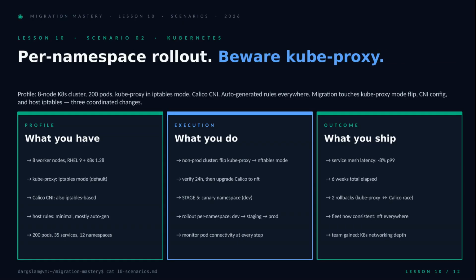Kubernetes is where things get interesting. Same playbook, but now you're juggling 3 moving parts that all touch packet filtering: kube-proxy, Calico, and the host rules underneath. The trick is sequencing. Flip kube-proxy to nftables mode in non-prod first. Let it bake for a day, then bring Calico across. From there, canary 1 namespace, usually dev, and walk it through staging to prod. 6 weeks, 2 rollbacks from a kube-proxy and Calico race condition, and 8% off your P99. The team comes out the other side genuinely fluent in cluster networking.